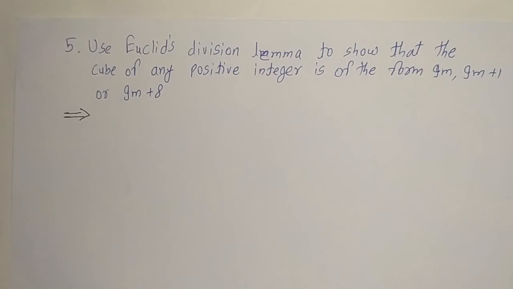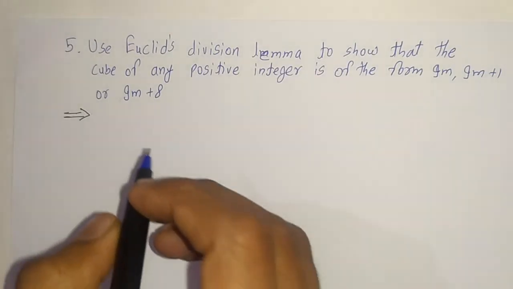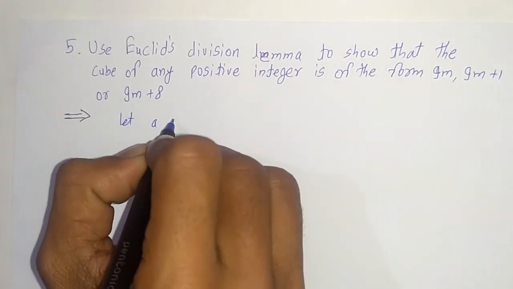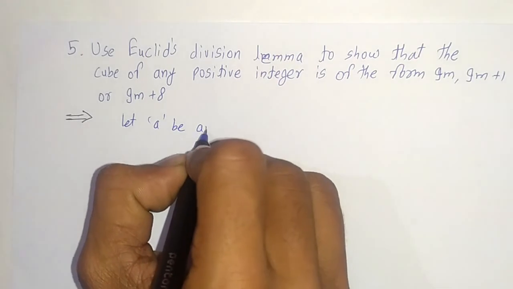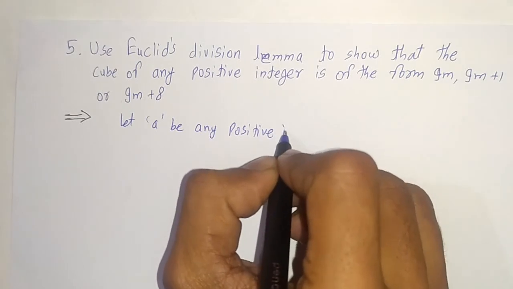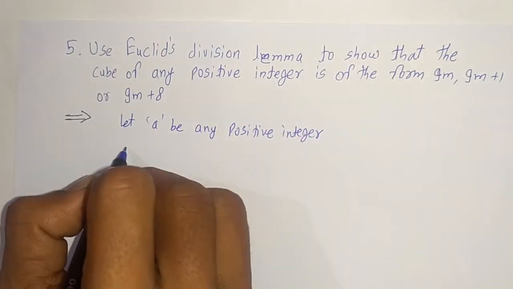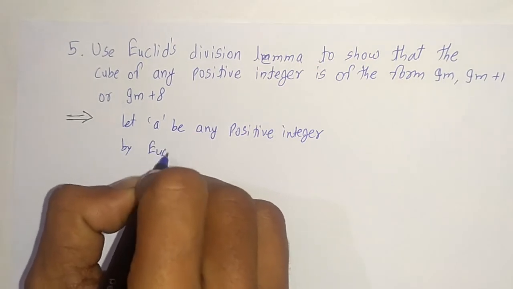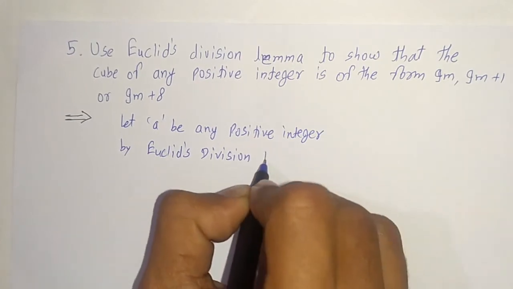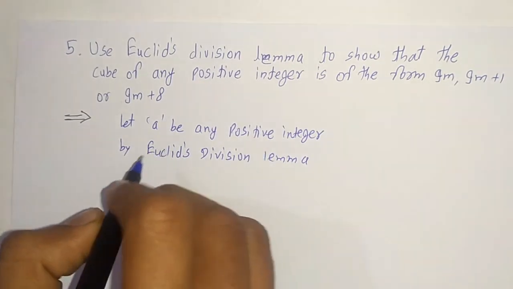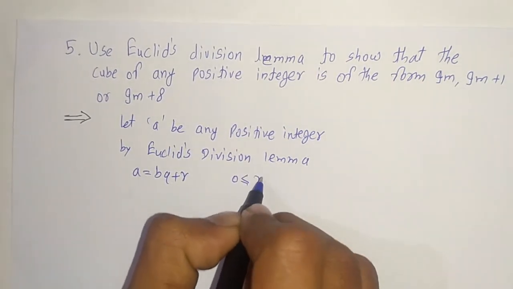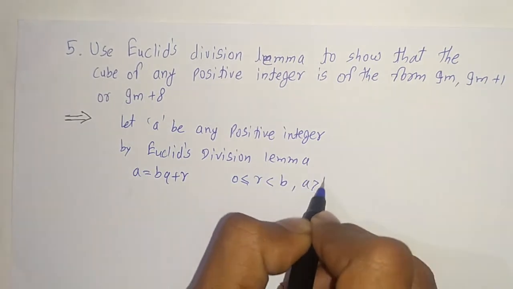So before proceeding with the equation, let a be any positive integer. This is always the first step. By Euclid's division lemma, you get a equal to bq plus r, where 0 is less than or equal to r, less than b. a has to be greater than b.